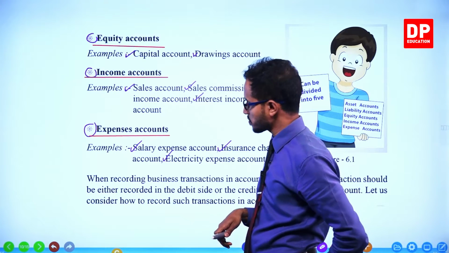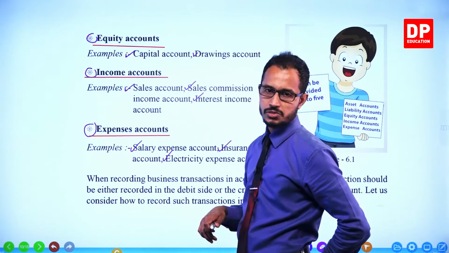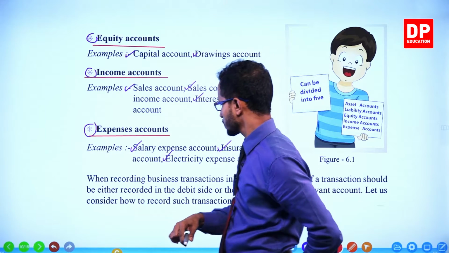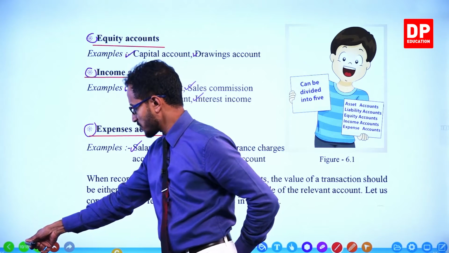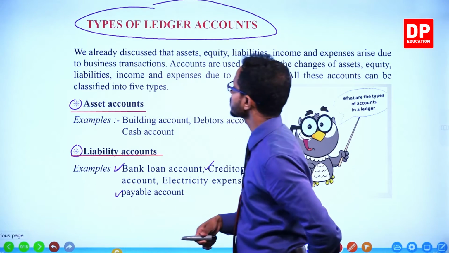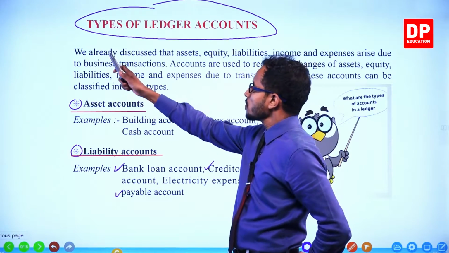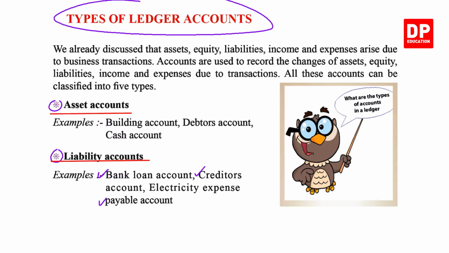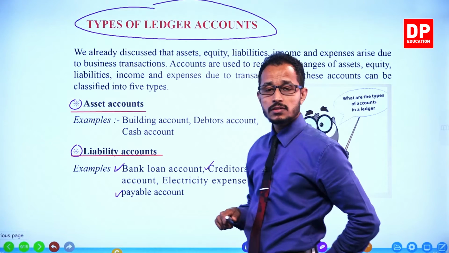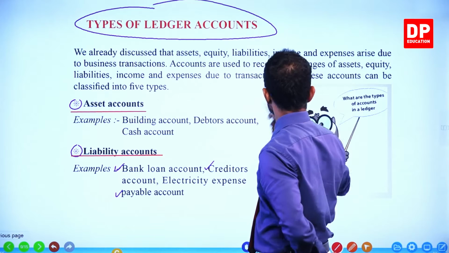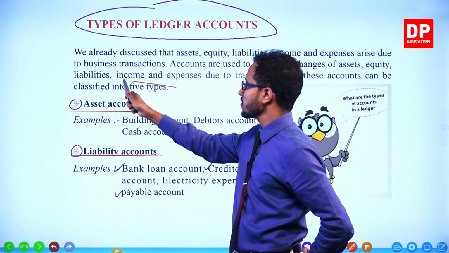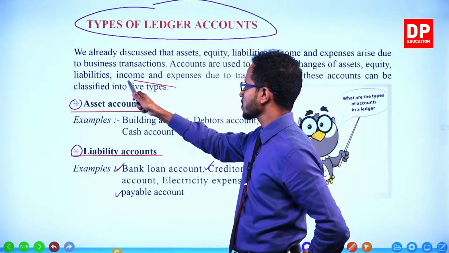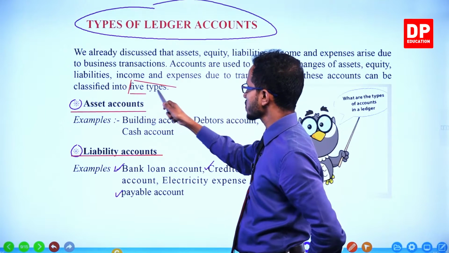Let's draw some accounts and let's learn how to record transactions. Shall we read this text, children? We already discussed that assets, equity, liabilities, income and expenses arise due to business transactions, and accounts are used to record the changes happening due to transactions. All these accounts can be classified into five types.